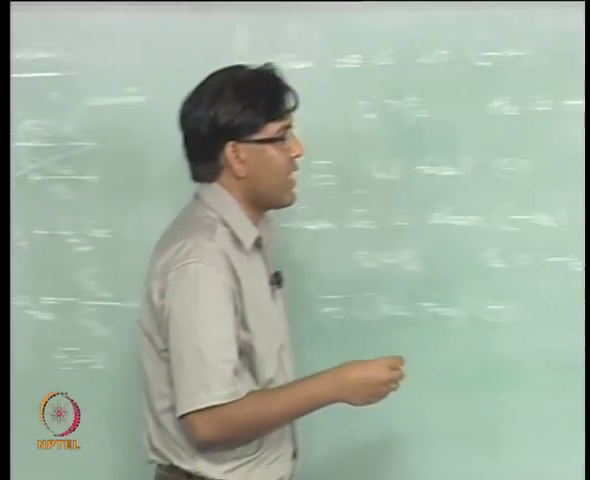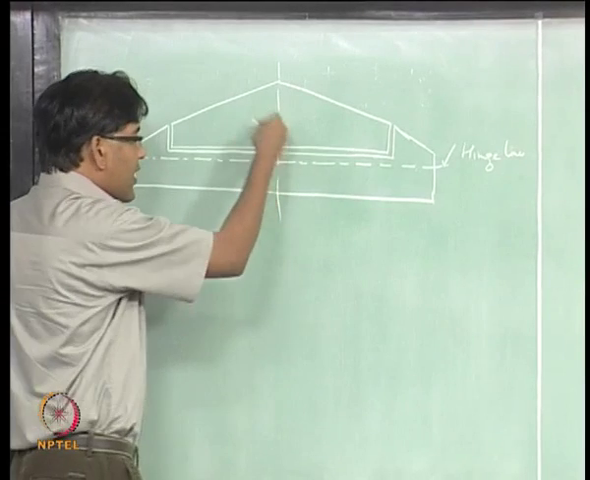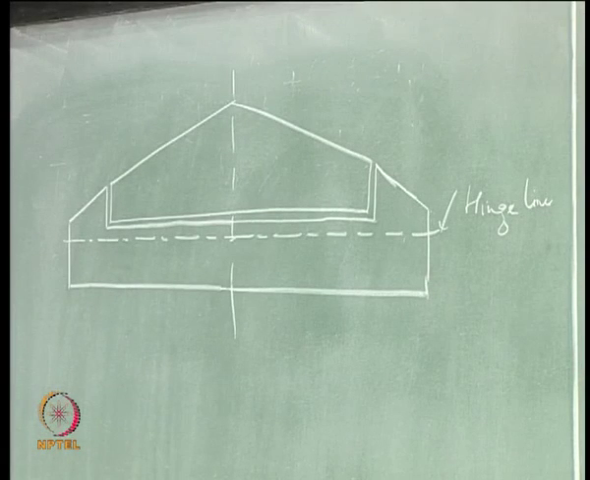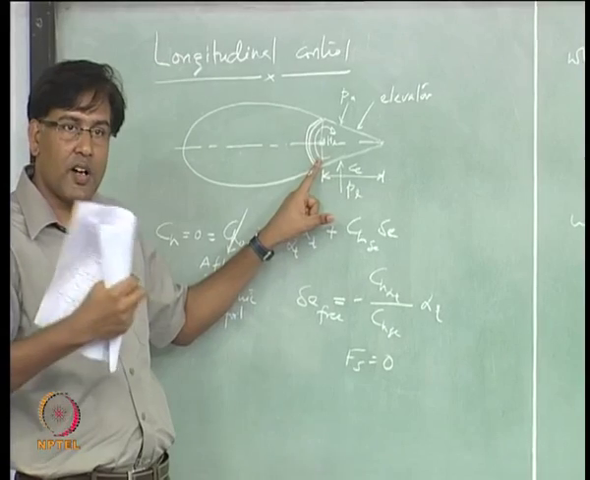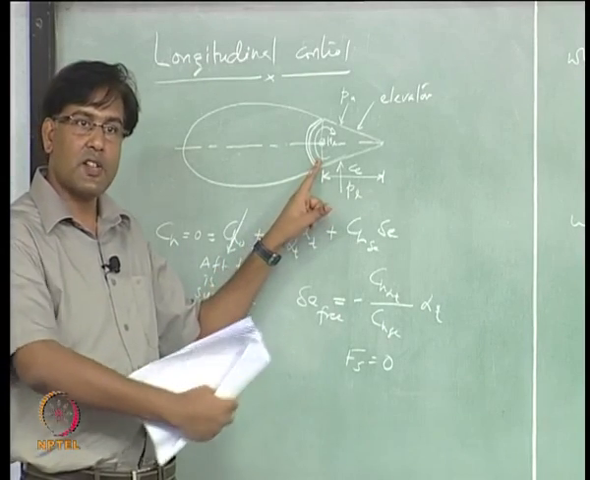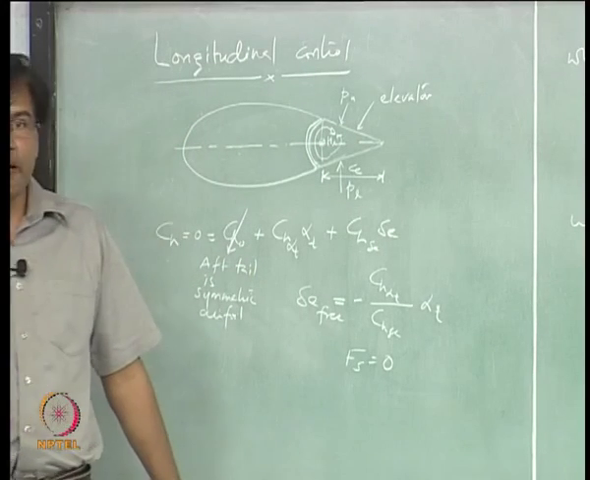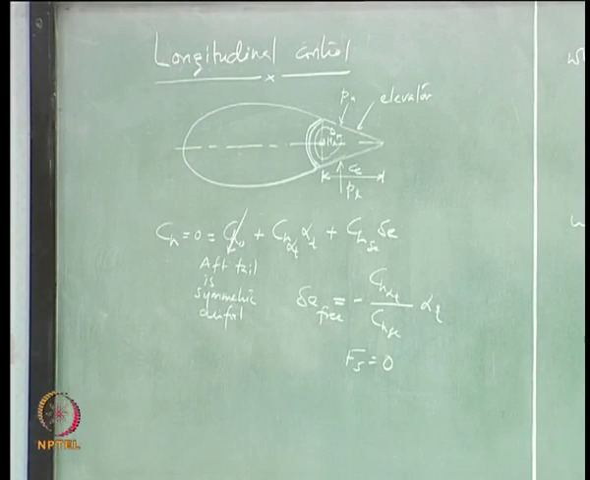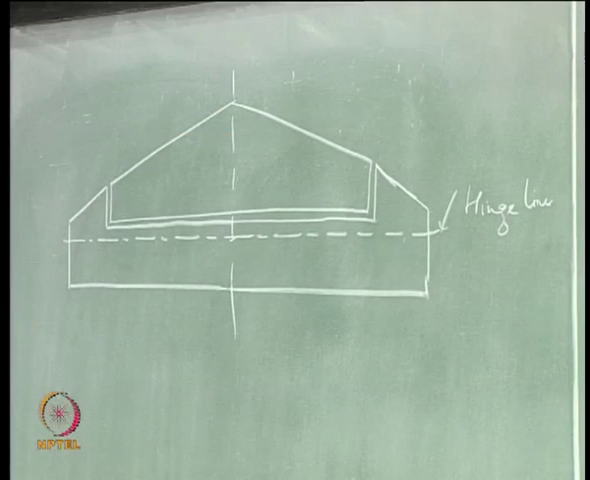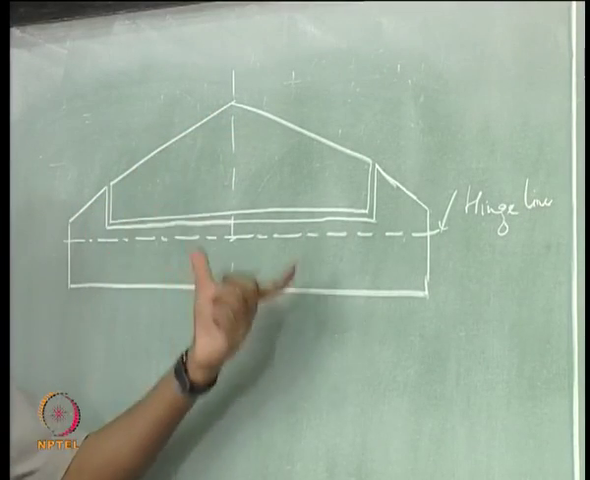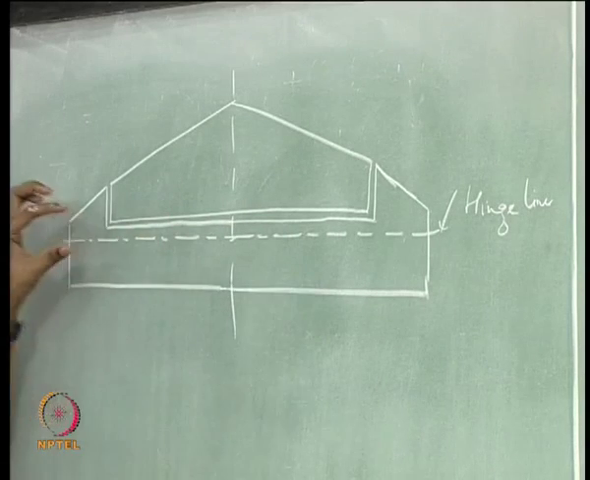So if you extend this part in front of this hinge line, forward of the hinge line, that part is going to give you a negative moment. So when the hinge moment HE is being created because of this part, this other part of the flap or the elevator, which is ahead of the hinge line, is going to create a moment in the opposite direction. So it's negating that effect, right? So this is very important when you are sizing or designing your elevator.